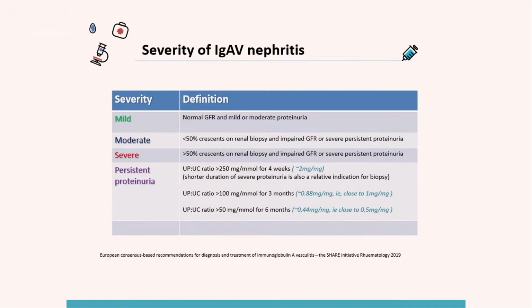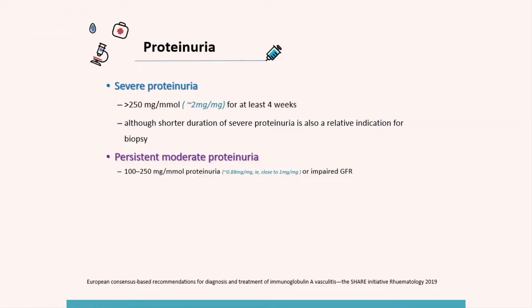And so in this European SHARE initiative, they classify in IgAVN the severity according to the GFR, also the degree of proteinuria, and also the histological diagnosis. So mild, moderate, severe, and persistent proteinuria. So it's actually quite clear. So according to here, severe proteinuria was defined as around 2 milligram per milligram of proteinuria as a spot ratio for at least 4 weeks.